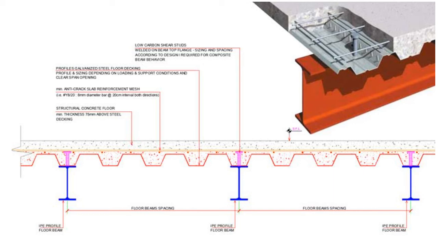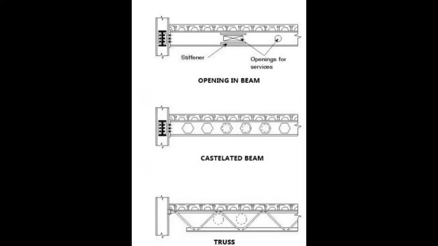And the services to be provided through the grid in the beams become an important factor. For the same, we see here the punctures or openings provided for passing the services. Okay. So we see these diagrams where there is an opening in the beam, there are these castellated beams, there are trusses.